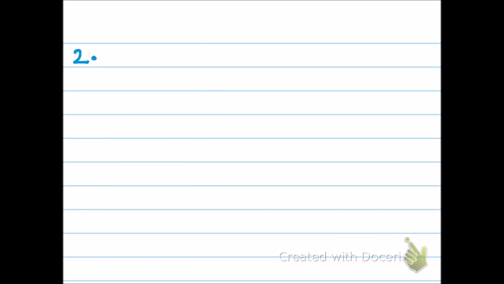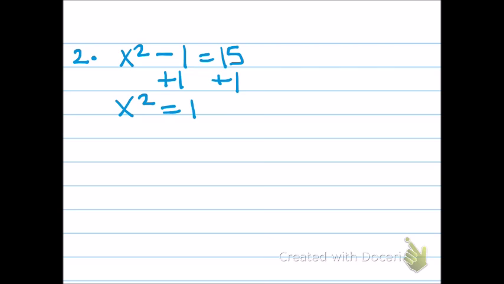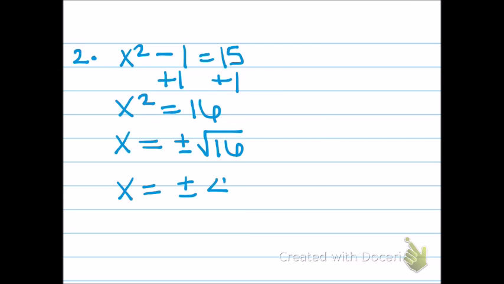Number 2, x squared minus 1 equals 15. For this one, we're going to isolate the x squared first by adding 1 to the other side. So we have x squared equals 16. Then we can take the square root of both sides, which gives you x equals plus or minus 4.